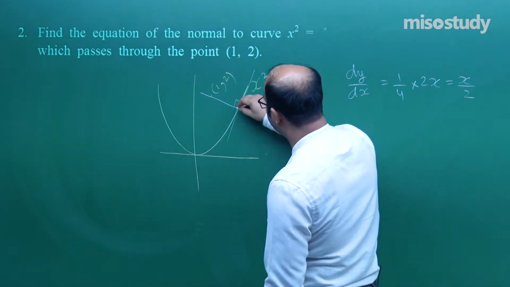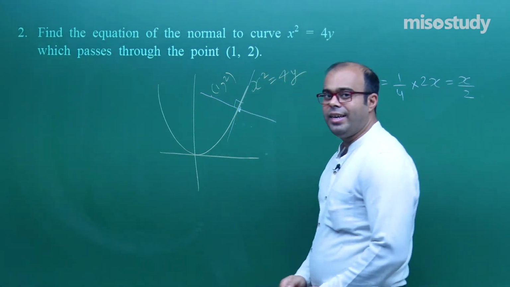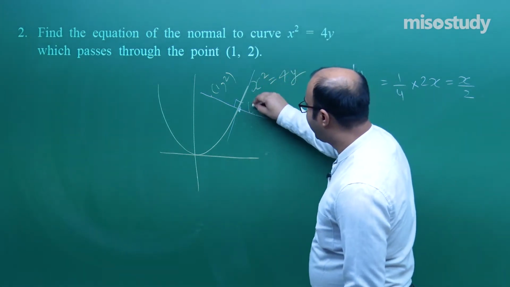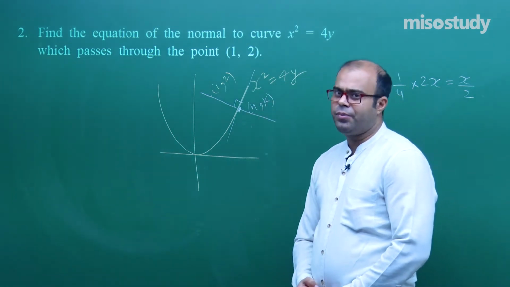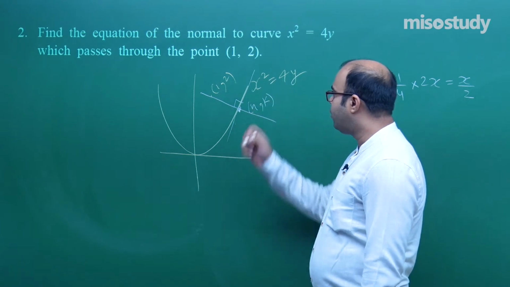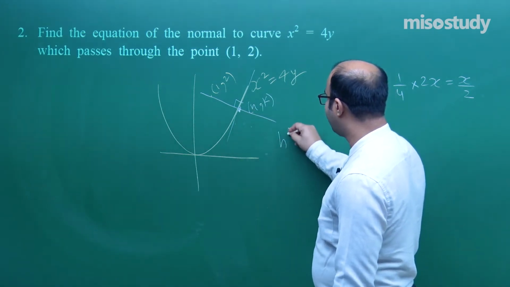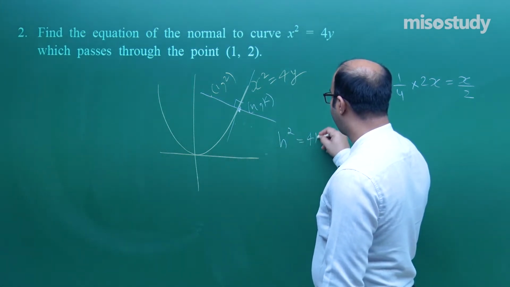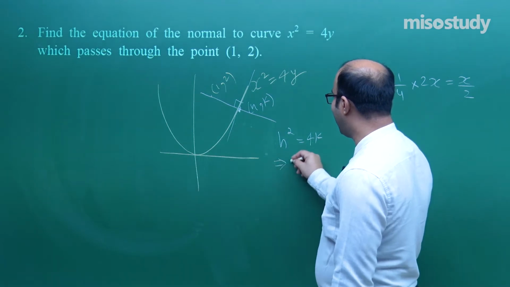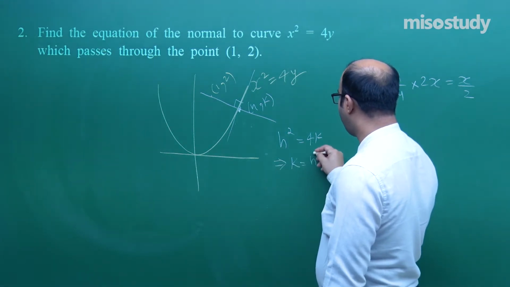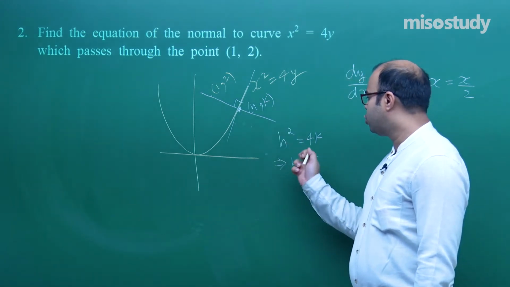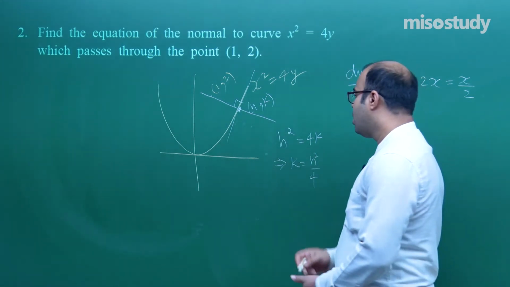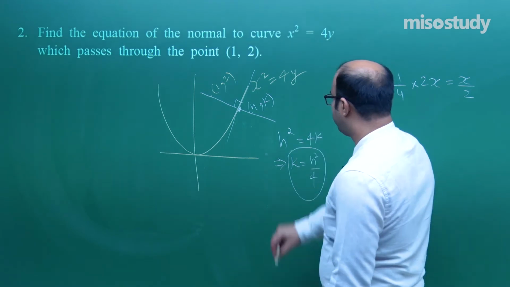Now let us suppose this point where we are finding the normal is (h, k). Can we know what is the relation between h and k? Yes, because (h, k) lies on this parabola, we can say h square is equal to 4k, which means k can be replaced as h square upon 4 wherever we need it. So k is equal to h square by 4. Let us keep this for future use.